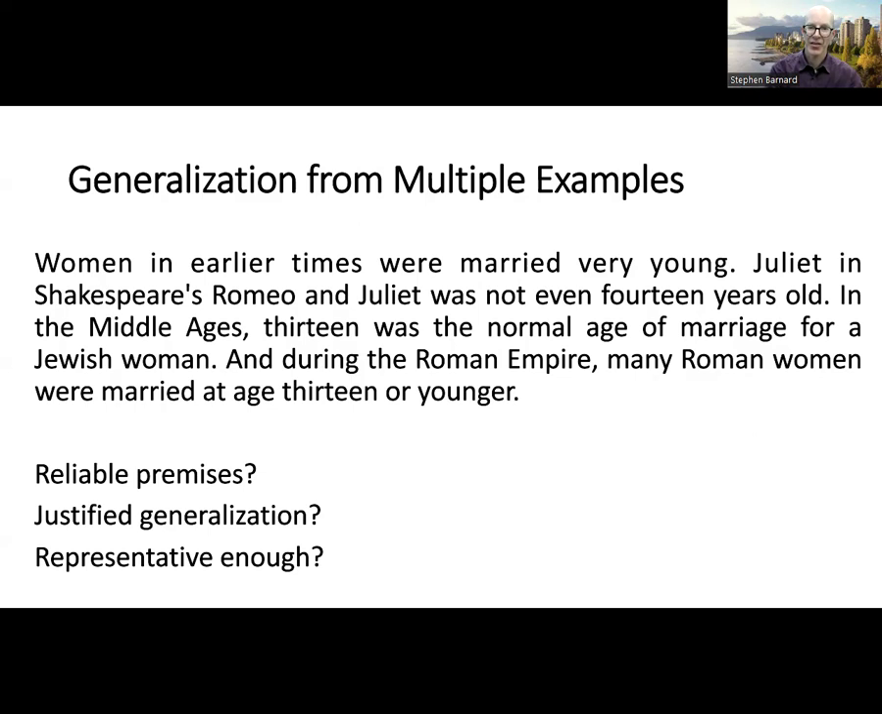And then we have the Roman Empire, which lasted many centuries and covered a fairly large portion of the globe. It was a very large empire, not just Rome itself, but the empire itself, spread out to various regions. And many Roman women were married at age 13 or younger. Now, once again, it's very hard to generalize about all women in the past, but I think these are three fairly representative examples. Could it be more representative?